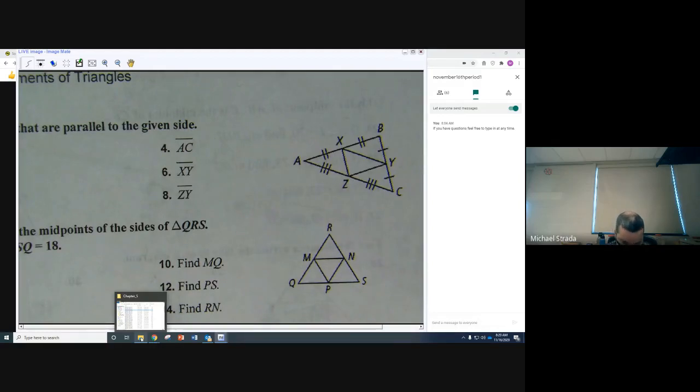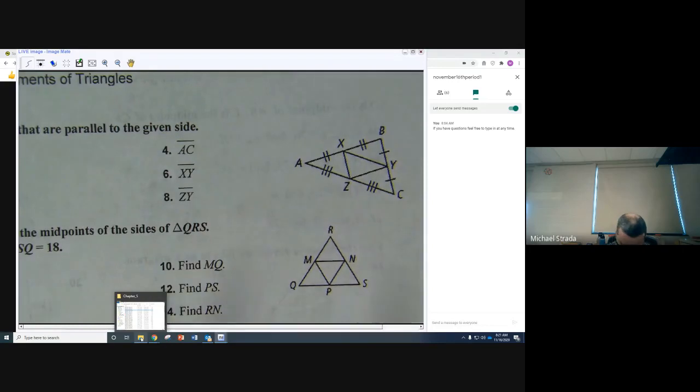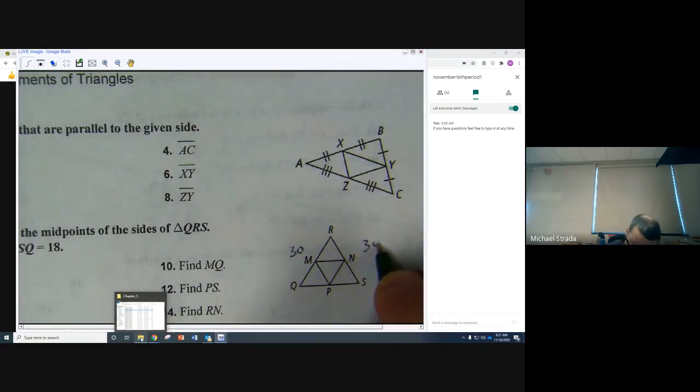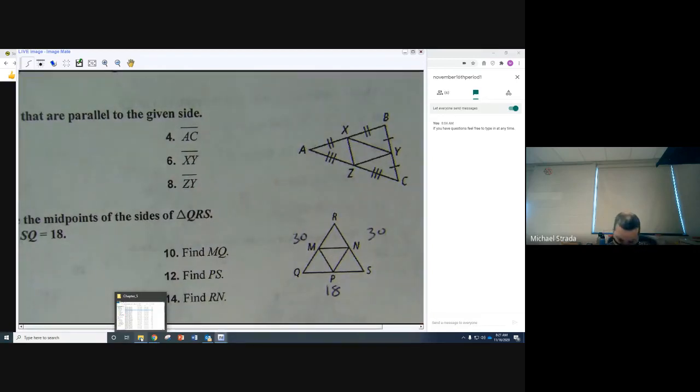All right, points M, N, and P are the midpoints of the sides of QRS. All right, basically it says QR is 30, RS is 30, and then SQ is 18. So now you're just going to use that information to find different segment lengths.